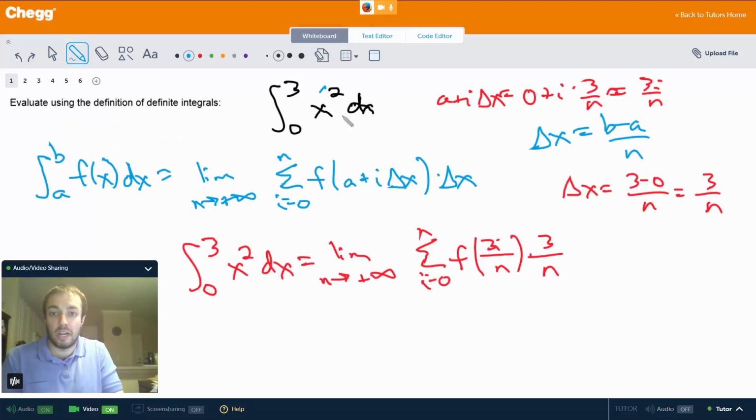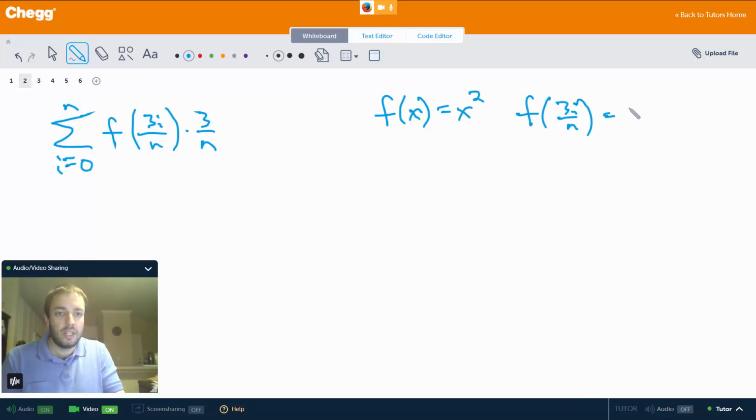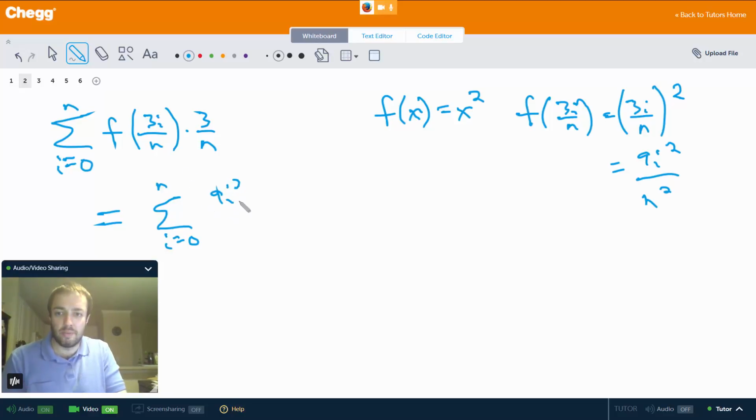Well, here's our f of x. Our f of x is just x squared. So what that means then is that f of 3i over n is 3i over n, that whole thing squared, which is 9i squared over n squared. Okay? So the sum is equal to the sum from i equals 0 to n of 9i squared over n squared times 3 over n.